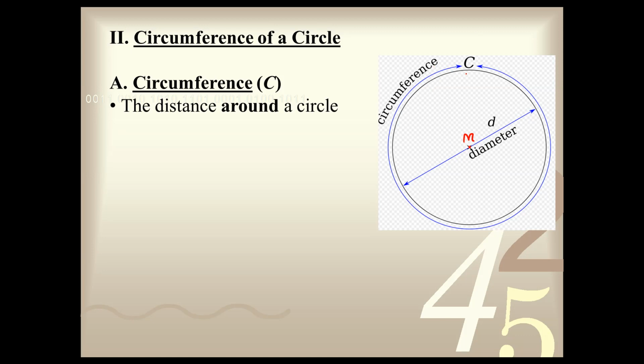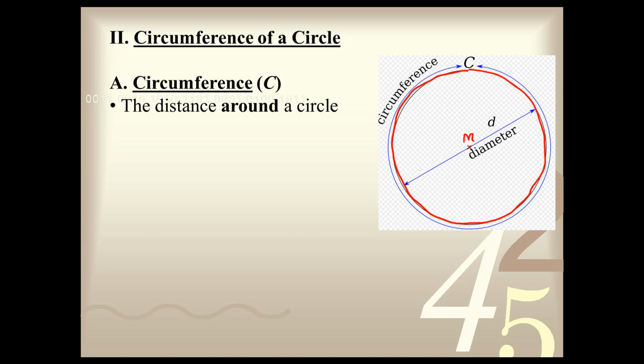Well, think of it like this. If you took a piece of string and you wrapped it around the outside of the circle one time, that would represent the circle's circumference. So essentially just the distance around the circle one time.